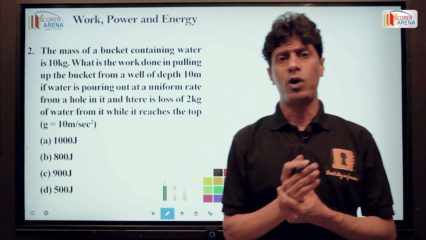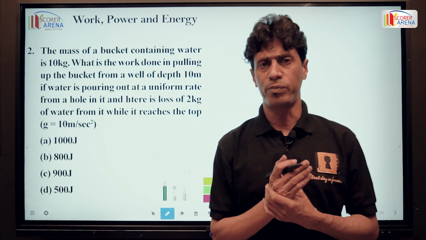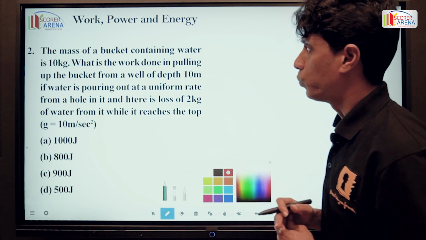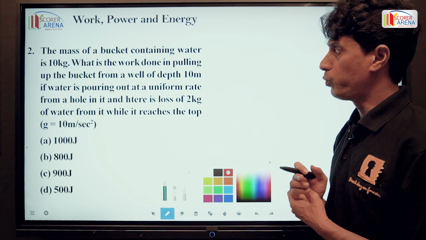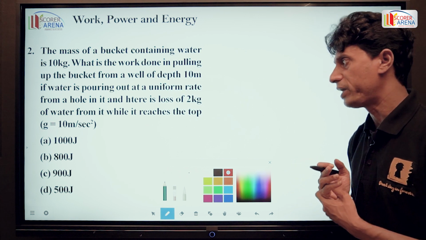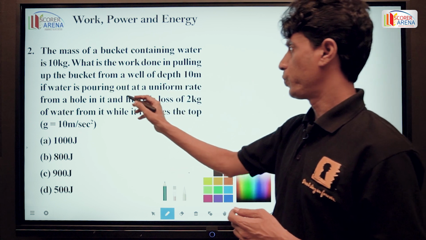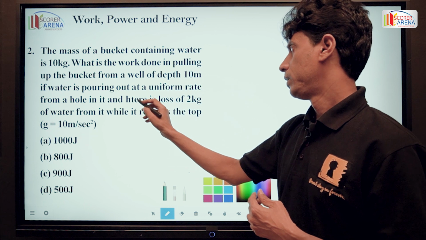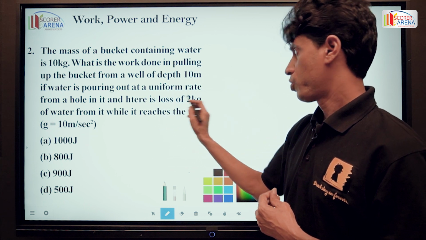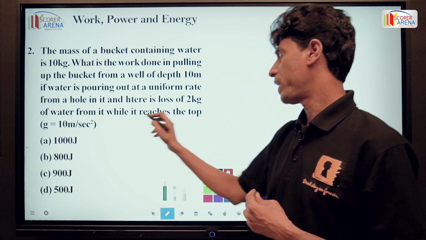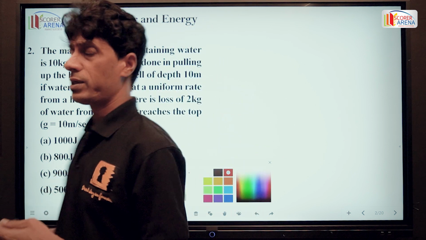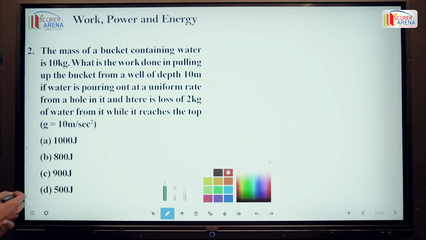So I hope you all understood. We are moving forward to the next problem, and here it is, problem number 2. The mass of a bucket containing water is 10 kg. What is the work done in pulling up the bucket from a well of depth 10 meter, if water is pouring out at a uniform rate from a hole in it, and there is a loss of 2 kg of water from it while it reaches the top, where g is given as 10 meter per second square? The options are 1000 joule, 800 joule, 900 joule and 500 joule.